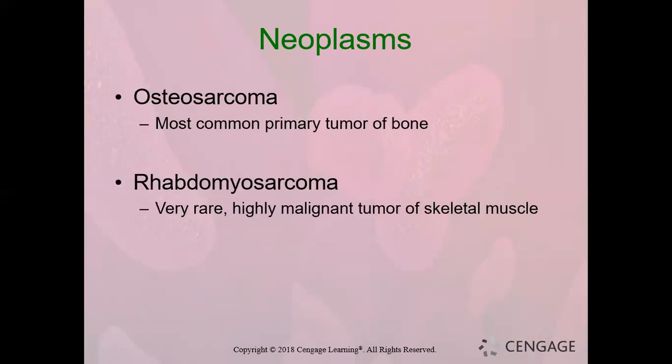Osteosarcoma is the most common primary tumor of bone. Rhabdomyosarcoma is a very rare, highly malignant tumor of skeletal muscle. I've never seen this. This isn't something you guys need to know about.